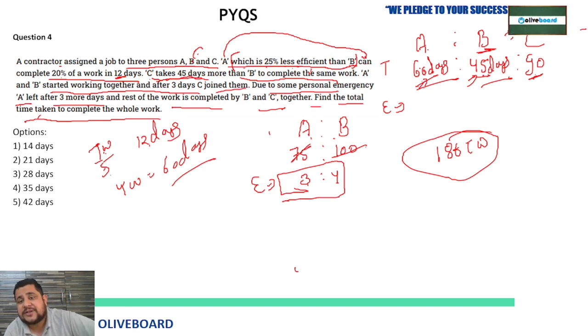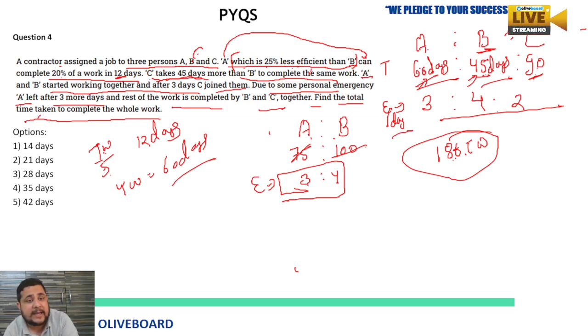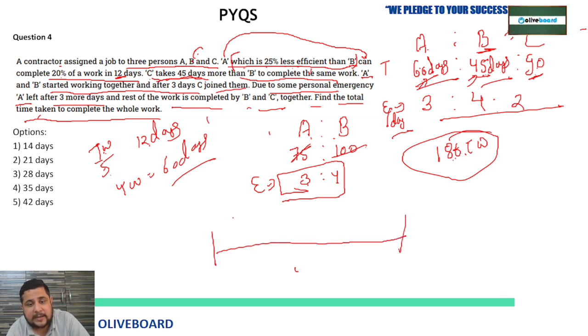Now efficiency. In 60 days, 180 cups of tea, so in a single day, 3 cups of tea. In 45 days, 180 cups of tea, so in a single day, 4 cups of tea. In 90 days, 180 cups of tea, so in a single day, 2 cups of tea. Now we have their efficiency per day of work. So now we can go through the data which is given, the further data. A and B started working together. So now we will make this partition of work. A and B started working together and they worked for how many days?